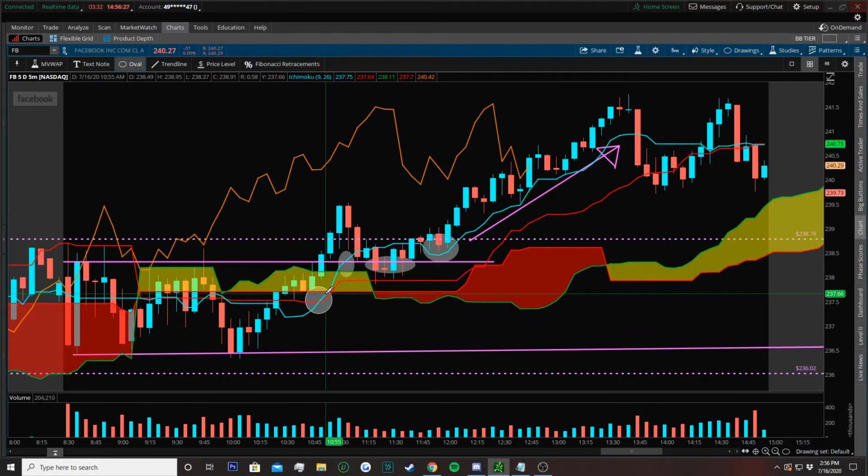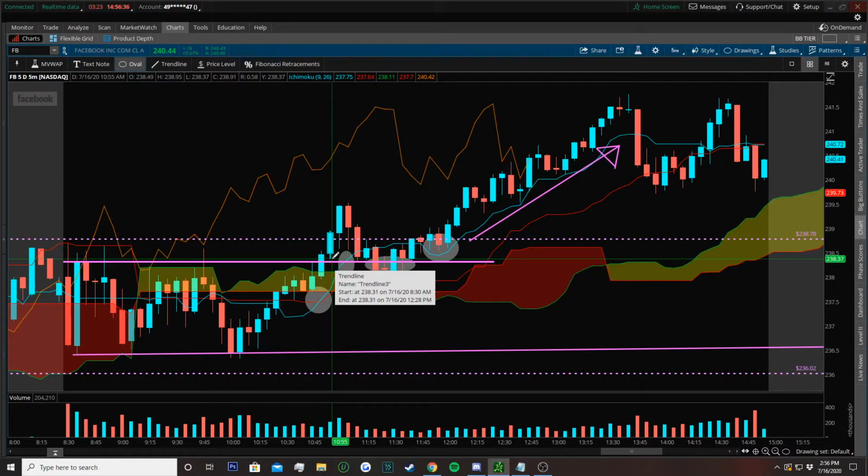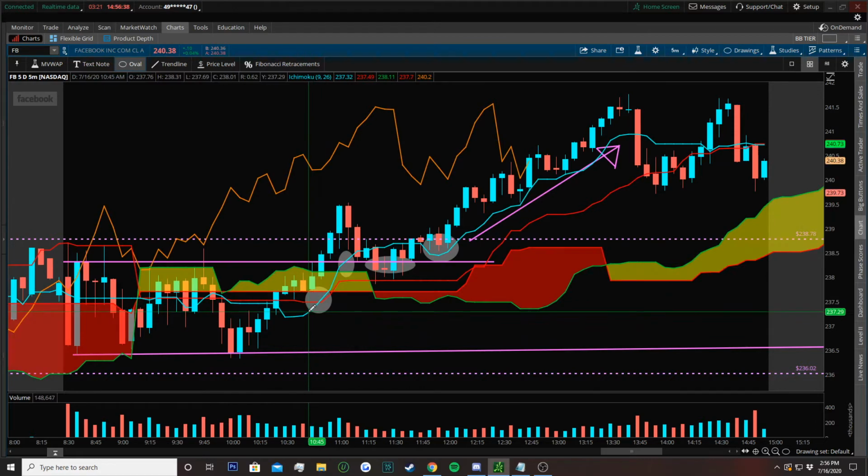When you see this blue line cross above this red line, this is called a TK cross. This is when the Tenkan crosses over the Kijun. This is just like the 50 crossing over the 200, like a golden cross. It's a bullish crossover. When it pushes up, normally the price goes over.